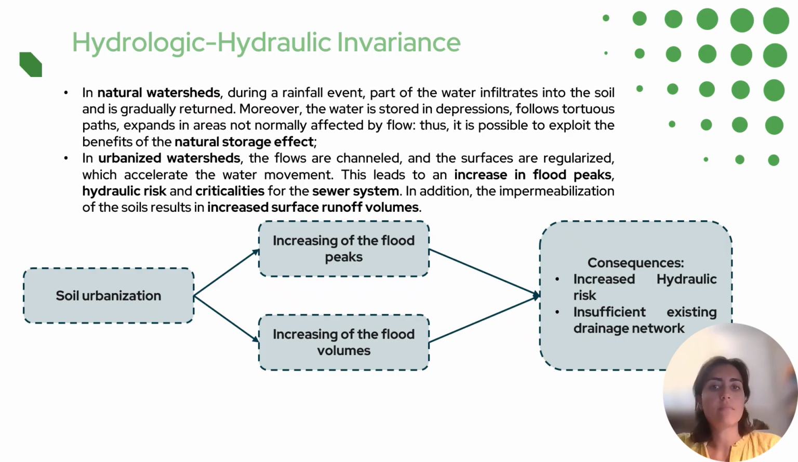However, when the watershed becomes urbanized, the land use changes reduce soil permeability and channelize flows. This accelerates runoff and leads to higher flood peaks, larger flood volumes, and greater stress on the sewer system. In addition, the impermeabilization of soils increases surface runoff because infiltration is reduced or even eliminated. As a consequence, the sewer system may become insufficient even if the rain itself does not change, since it has to cope with much more water in a shorter period of time.